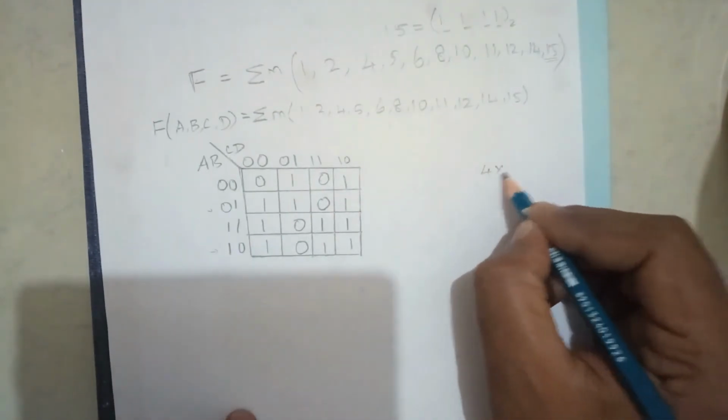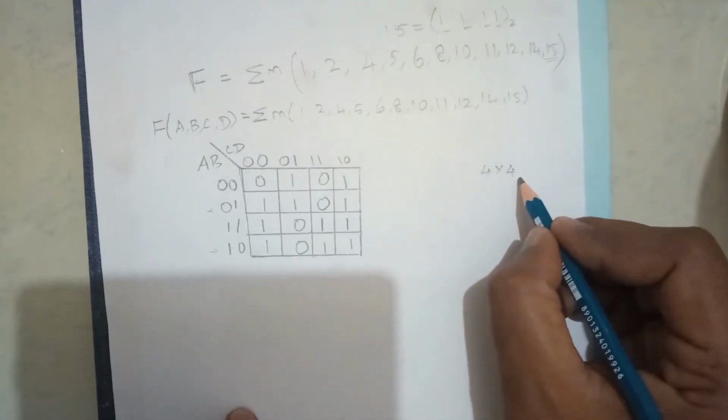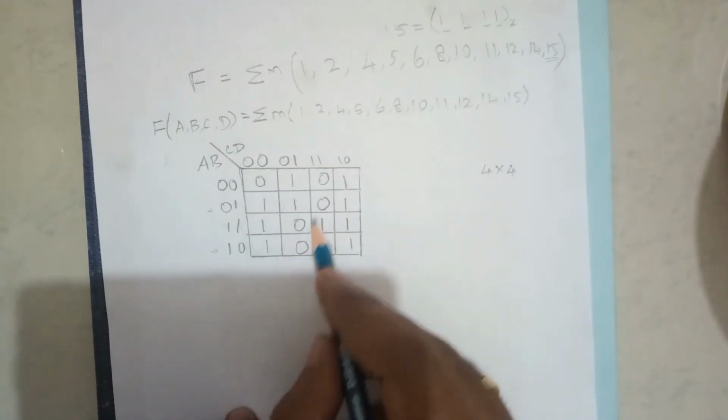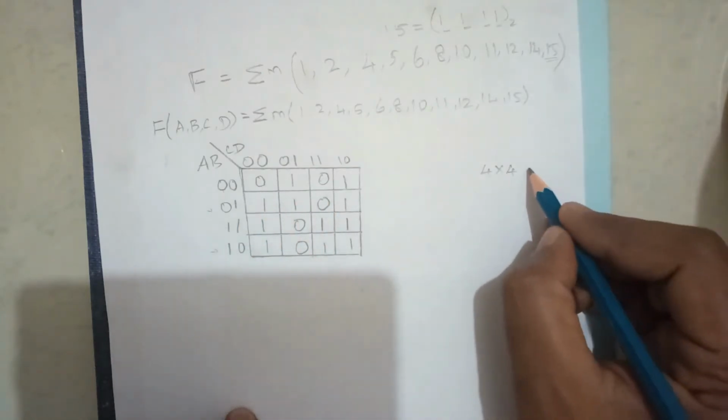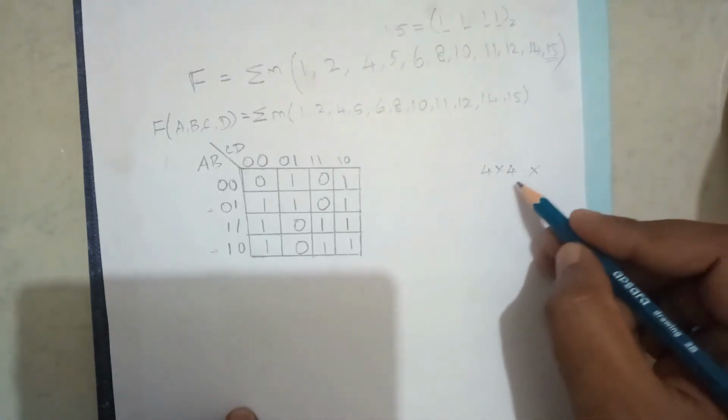Now what is the next procedure: I have to group and produce a minimized expression. First, since this is 4 rows and 4 columns, I have to check whether all the rows and all the columns consist of 1s. Looking at this, there are certain numbers of 0s, hence grouping all 4 rows and 4 columns is not possible for this particular case.